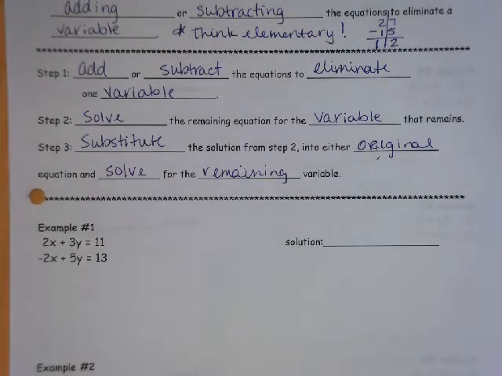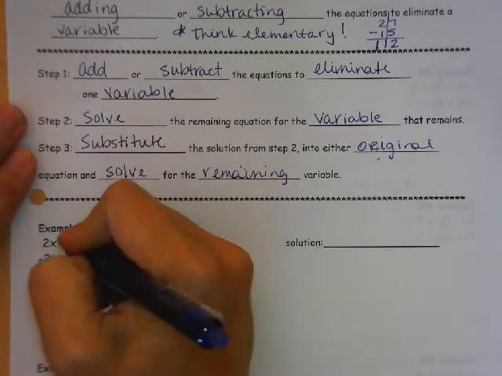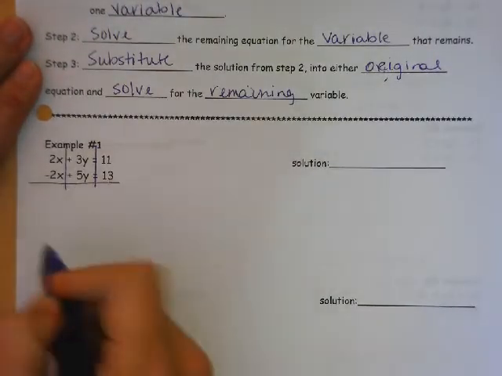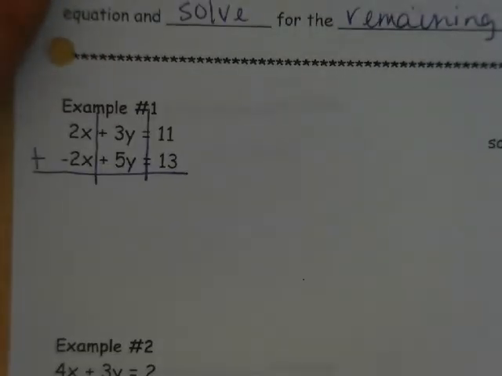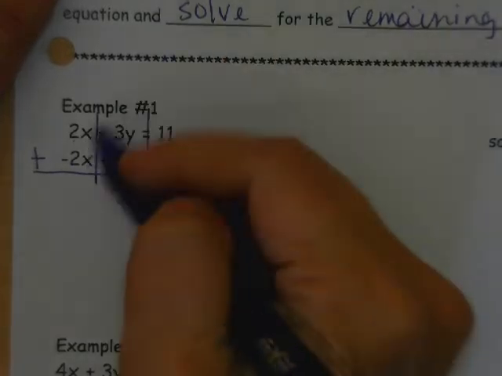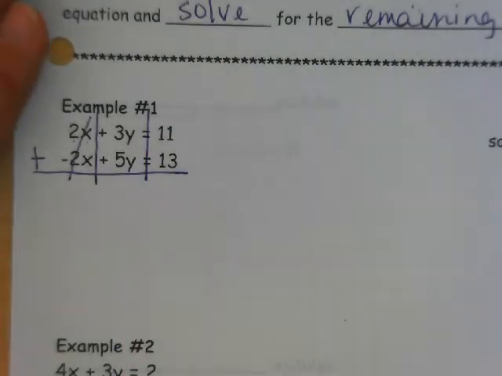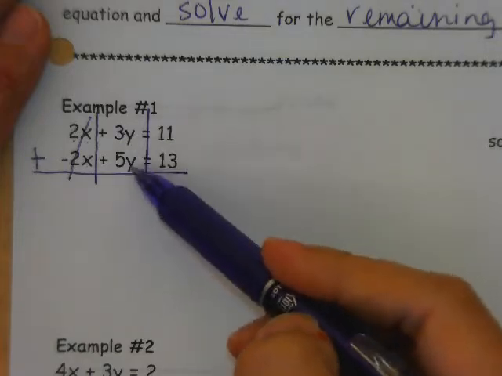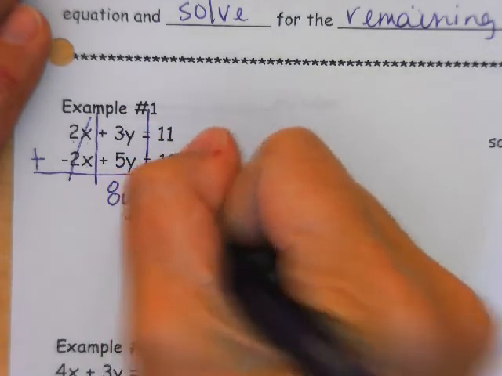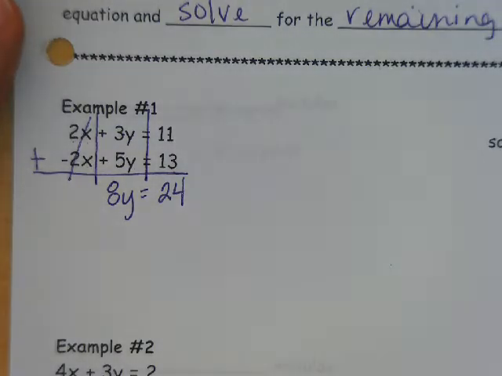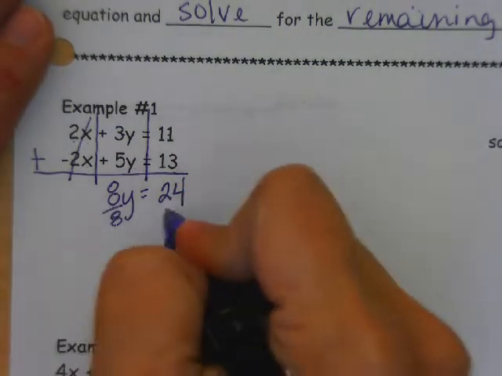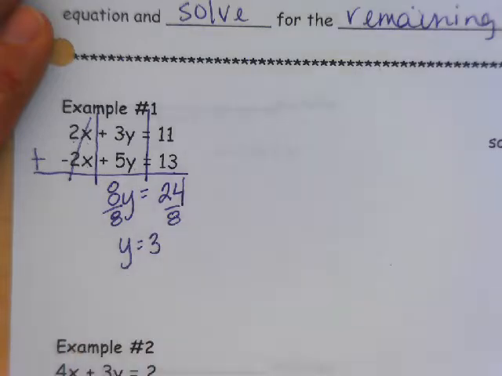So again, we are thinking elementary. We are looking at this in columns. Here's my equals bar. Technically, we're adding these. Vertically, 2x minus 2x, those eliminate. Thus the name elimination method. 3y plus 5y is 8y. 11 plus 13 is 24. Now that looks nice and pretty. We're used to solving that. We would divide by 8, and y equals 3. Very nice.